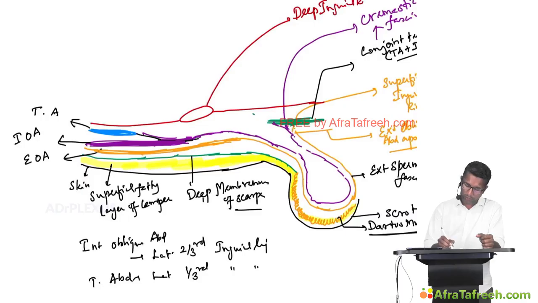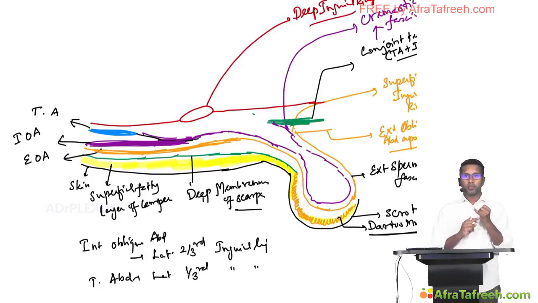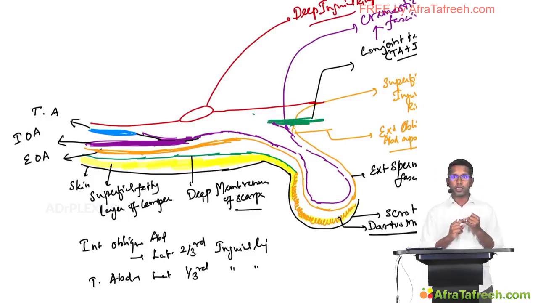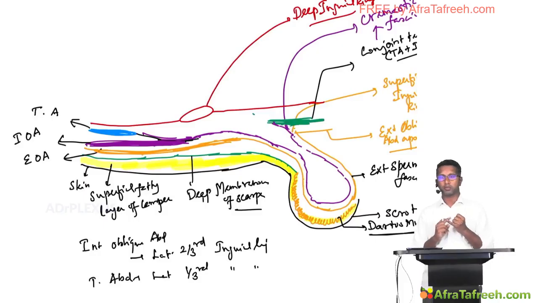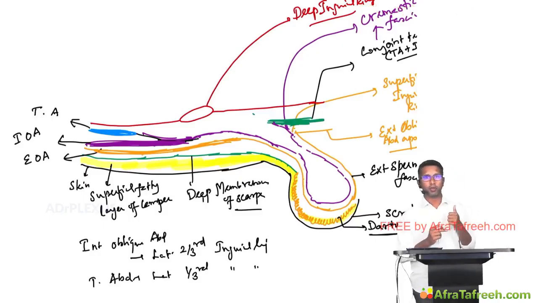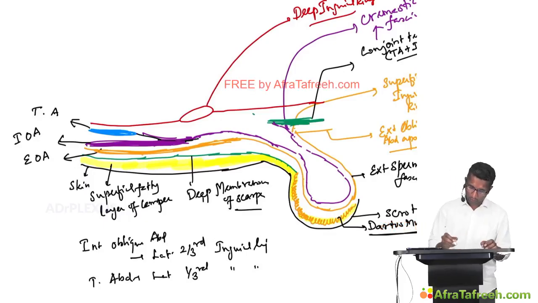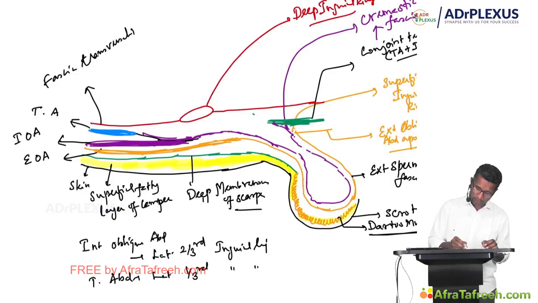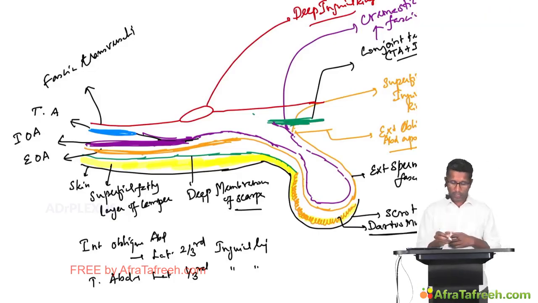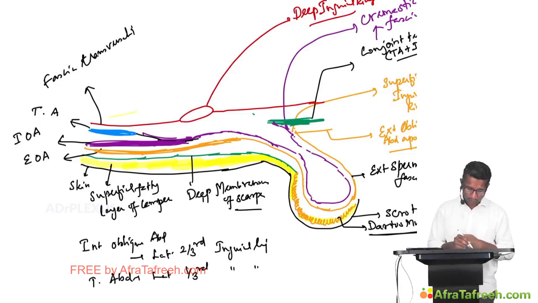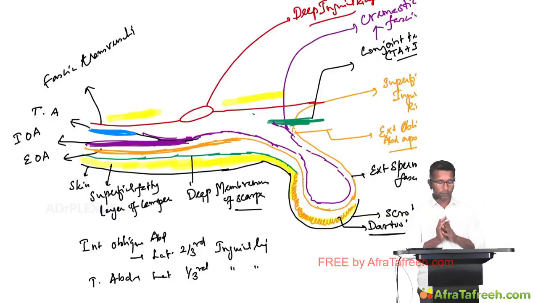So guys, please remember very important points. Superficial inguinal ring is seen in the external oblique abdominis muscle. Deep ring is seen in fascia transversalis. So what is this layer, guys? This is called fascia transversalis. Deep to the fascia transversalis, you have the extraperitoneal pad of fat, and then you have the peritoneum, so nothing to worry about that.